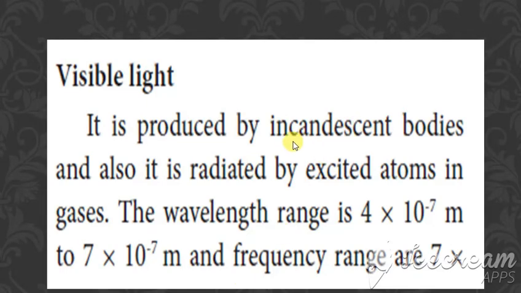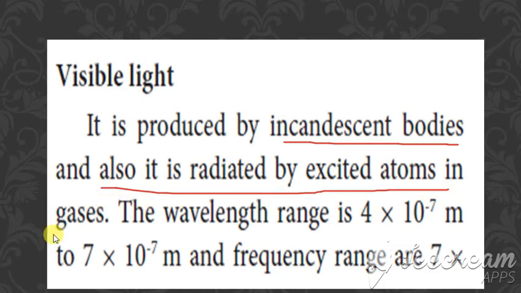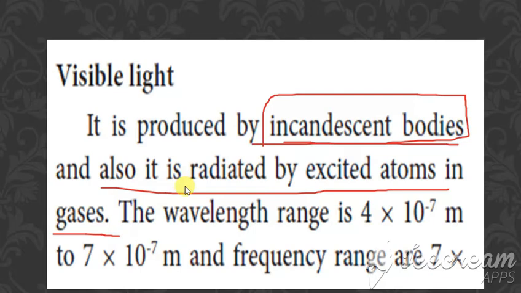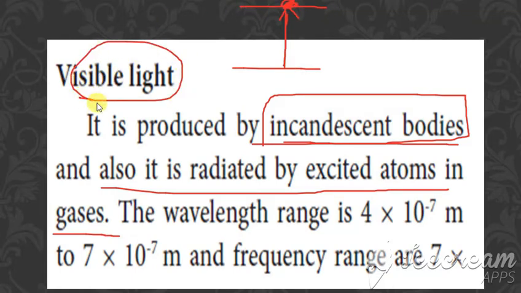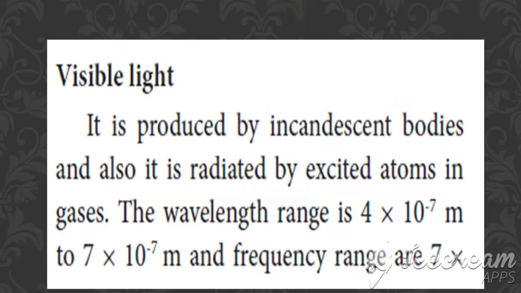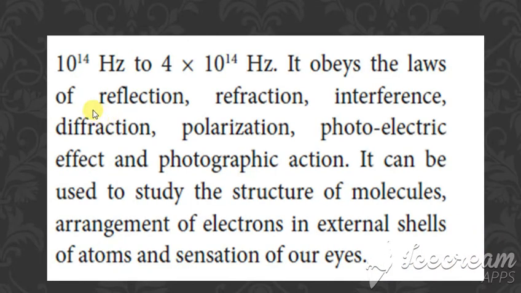So it is produced by the incandescent bodies, and it is radiated by the excited atoms in the gases. Okay, so it is produced by what? The incandescent bodies, and it is radiated by the excited atoms. So an excited atom moves from the normal state to the excited state, is it not? That excited atom will produce visible light, and the wavelength range is 4 into 10 power minus 7 to 7 into 10 power minus 7. The frequency range is 7 into 10 power 14 to 4 into 10 power 14.